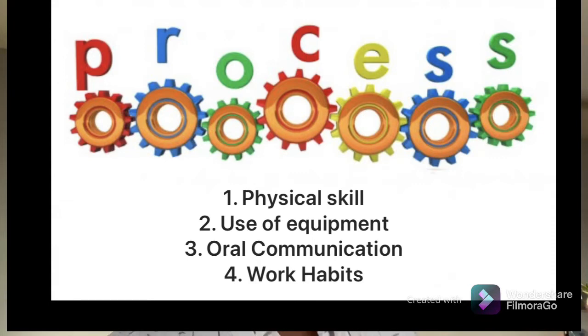Say for example, in the physical skill, we can let them do or play a musical instrument. Or we can ask them to do a forward roll or any type of physical activity, such as in physical education, because we are assessing their skills. So a rating scale, a checklist, or even rubrics can be used for this.